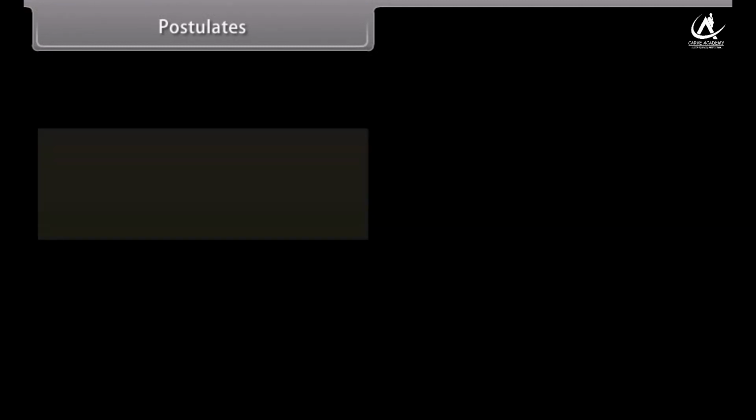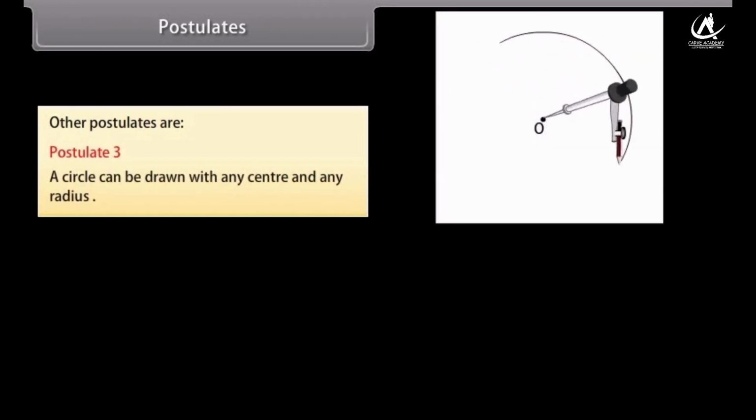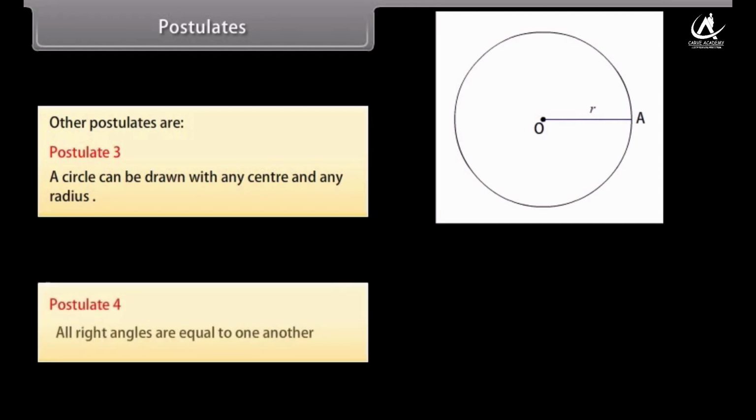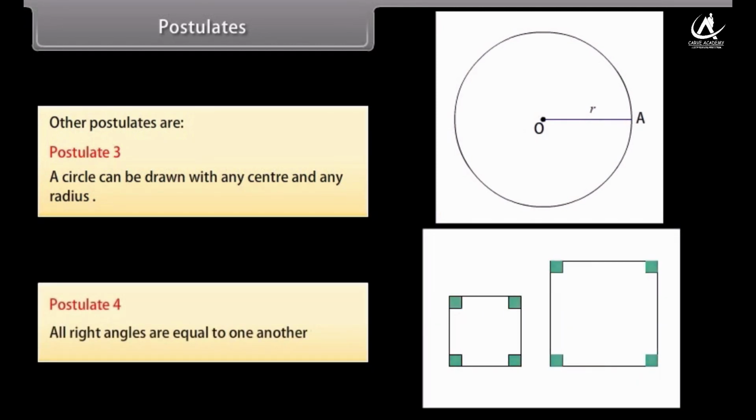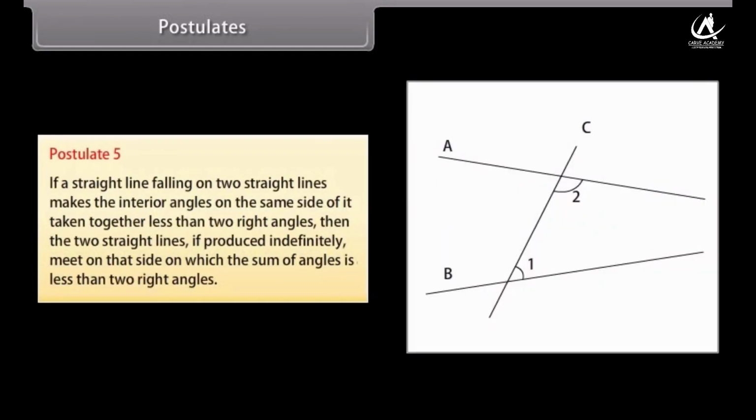Other postulates. Postulate 3: a circle can be drawn with any center and any radius. Postulate 4: all right angles are equal to one another. And postulate 5 is: if a straight line falling on two straight lines makes the interior angles on the same side of it, taken together, less than two right angles, then the two straight lines, if produced indefinitely, meet on that side on which the sum of angles is less than two right angles.